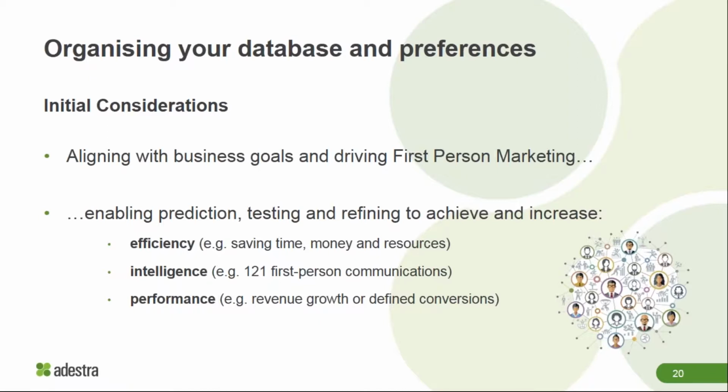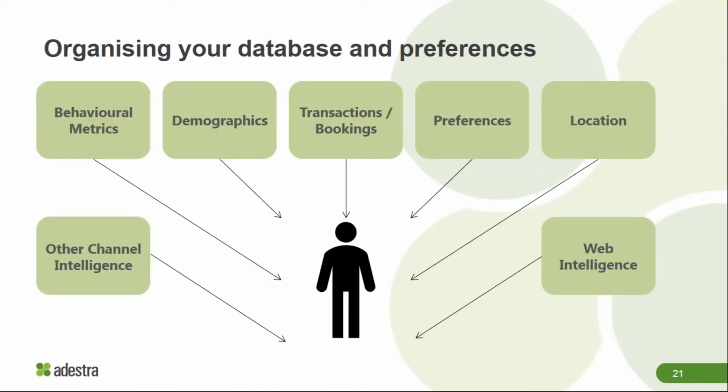An initial consideration is key around what we are trying to achieve amongst all of these goals. Are we looking to increase our business goals? What are our business goals, and are they driving what we call first-person marketing, which you may have heard us speak about before, which is enabling the prediction, testing, and refining to achieve success. Not so much the efficiency this time, but the intelligence and the performance, and using the data that we can glean from our contacts to drive that personal experience, coupled with personalization, as we've spoken about in the past, but getting those segments right in the first place.